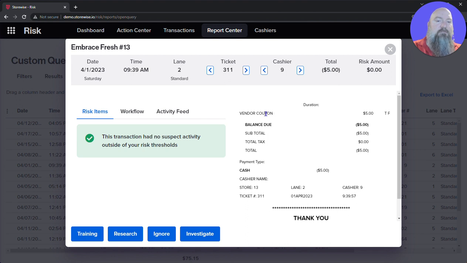So you see we have a vendor coupon, $5, no other items in the transaction. And it appears that they got cash for that $5 coupon. Might be something that we definitely want to look into.